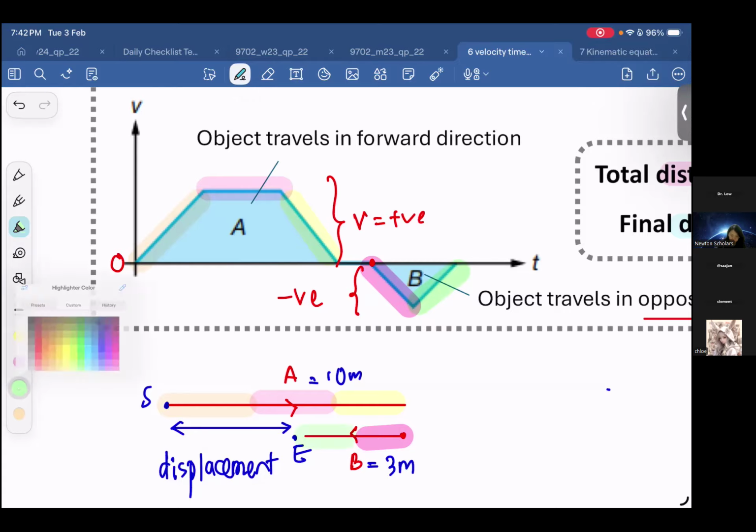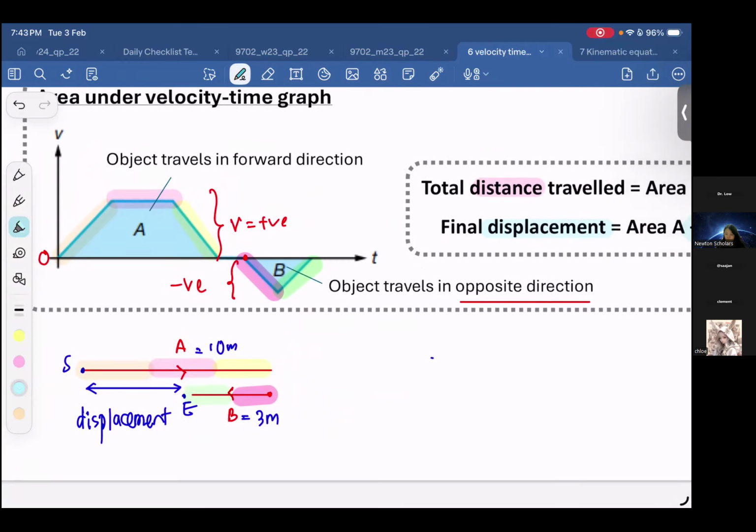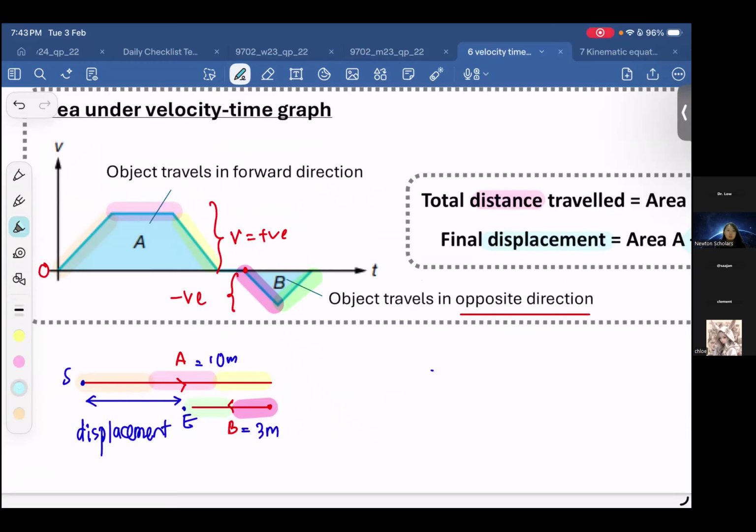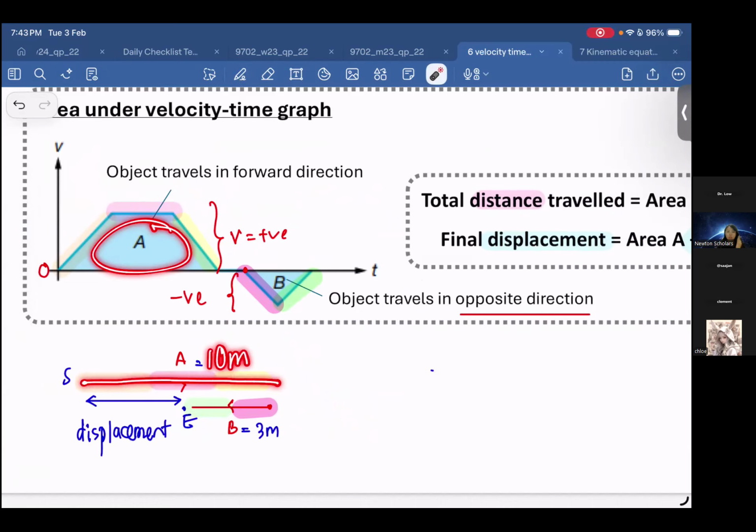Let me change back the color. So boys and girls, why do I need to emphasize this? Because for these questions, we like to ask you what your total distance is, or what your displacement is. Total distance is very easy. You just count the total path only. For example, this area, the total area I get is 10 meters. So you start from here and move 10 meters. I don't care how you move, because distance is a scalar quantity, so we don't need to care about direction. I just need to know your total path.